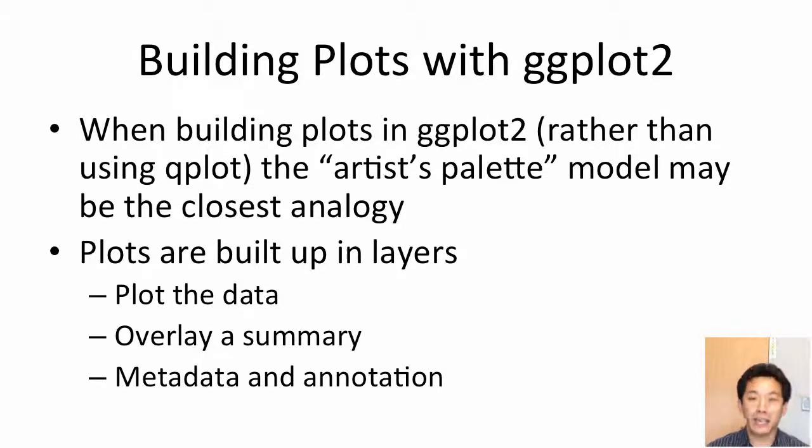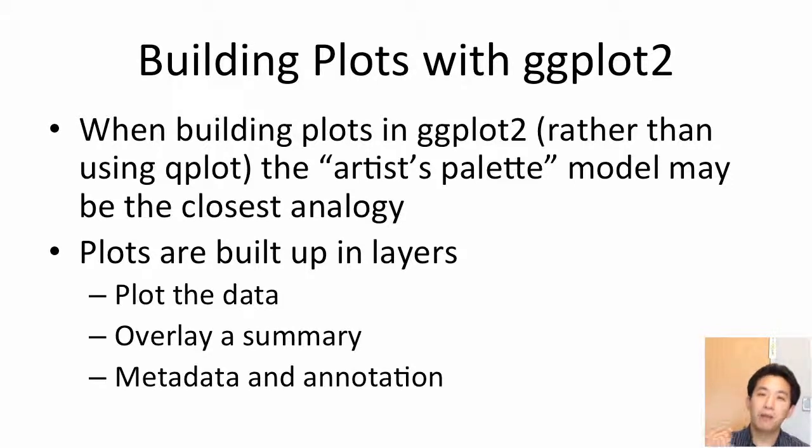Unlike the lattice system, where the whole plot is encoded in a single function call, you can start with the ggplot function, and then add things on piece by piece, maybe as you think of them, or as you see things in the plot, you make little changes. You can add things here as you go. So the idea is that plots are built up in layers, okay?